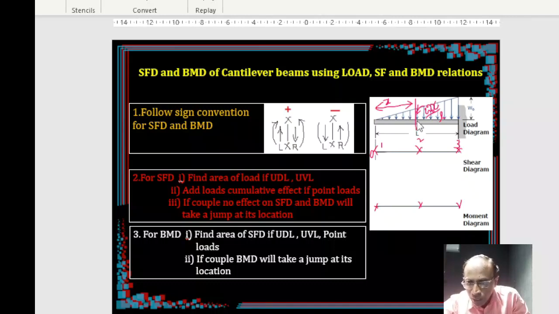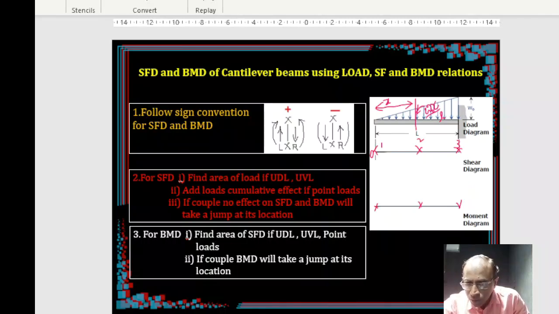For that I am using the area of the loading diagram. So what is the area? This area is a triangular shape. So half into base is x and wx by L, right? So what is my area up to this point? If I consider this distance x, this is wx square by 2L.